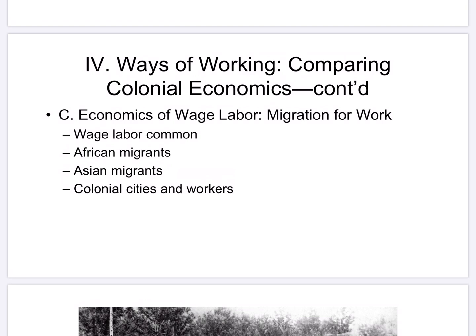Economics of wage labor, migration for work. Wage labor in European enterprises was common, both from colonized regions and from China and Japan. African migrants moved in several directions. The Atlantic slave trade continued for much of the 19th century, and internal migration grew from European empires. Europeans took huge tracts of African land and employed Africans as workers. The gold and diamond mines of South Africa provided employment, however, they worked in harsh conditions.